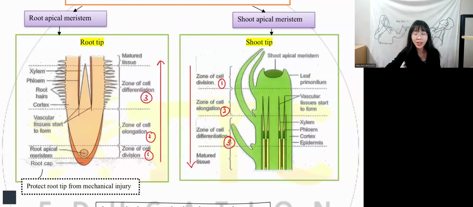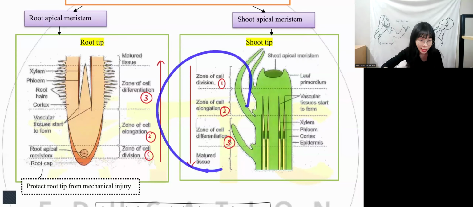Differentiation, they must have a specific tissue, a specific cell. All cells that undergo differentiation, they must have a specific tissue. No matter whether it's in chapter 1 or Form 4 chapter, they must have a specific function. We call this the root tip, zone of cell differentiation. Shoot tip is the same thing as well.